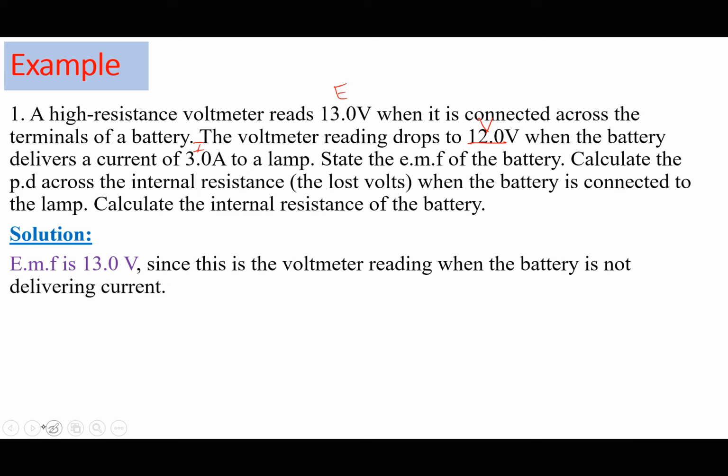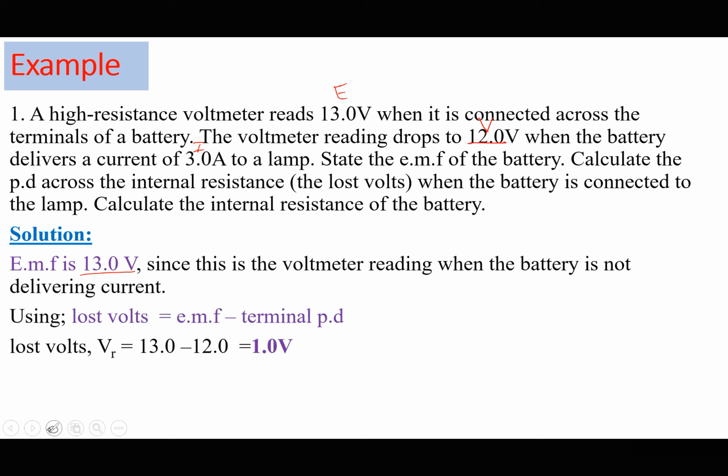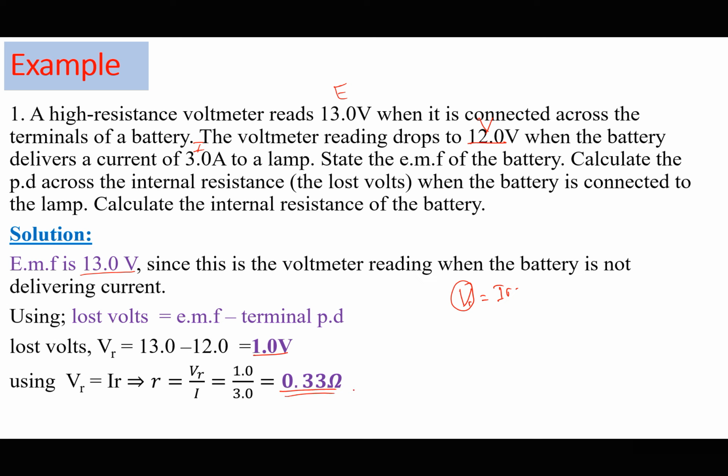So in our solution, we know that the EMF is going to be 13 volts since this is the voltmeter reading when the battery is not delivering a current. Then using the fact that lost volts equals the EMF minus the terminal PD, I will just substitute and I get 1.0 volts. That is the lost volts. But remember, the lost volts is equal to the current times the internal resistance. So I will equate 1.0 volts to Ir. Using V = IR, then r is the lost volts divided by current. So this gives us 0.33 ohms.